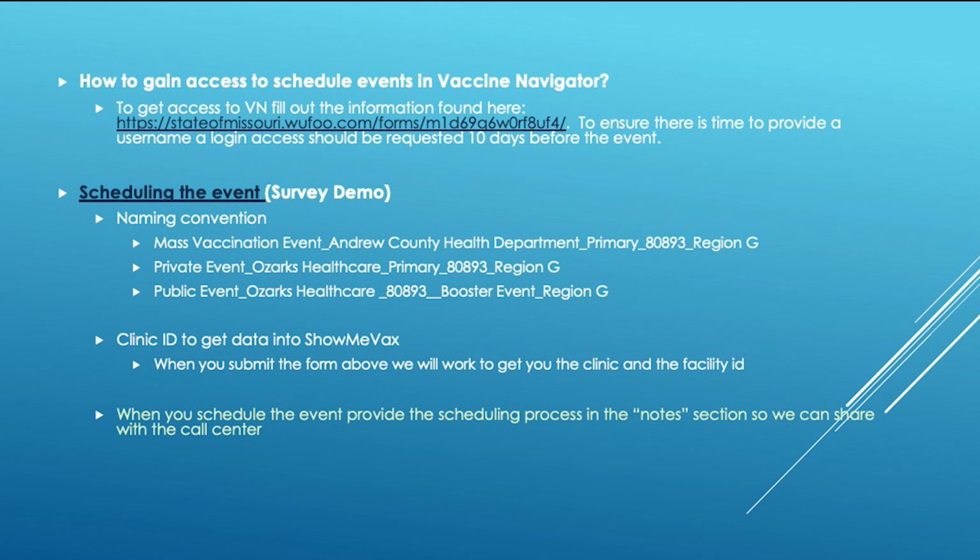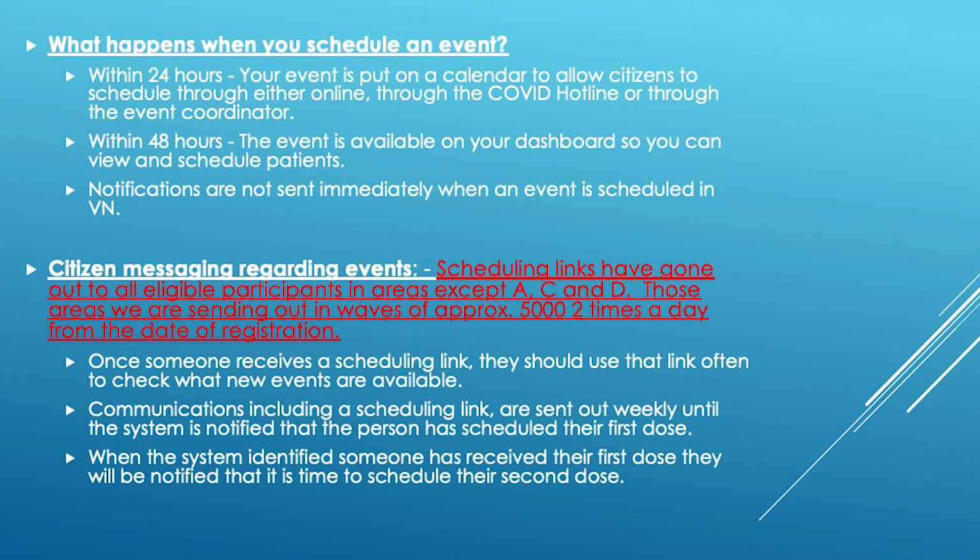When you schedule your event, in the notes section, if we could have them provide the information that they want the call center to share. This is one of the big pain points. People call into the call center. The LPHA may have given direction that they want them to call directly to the LPHA. So whatever the direction is, we need to put that in the notes so the call center knows how to direct those team members. If it's a private event, how they want them scheduled, whatever the case may be, if you have direction for them, put that in those notes.